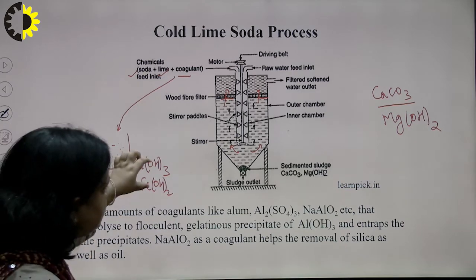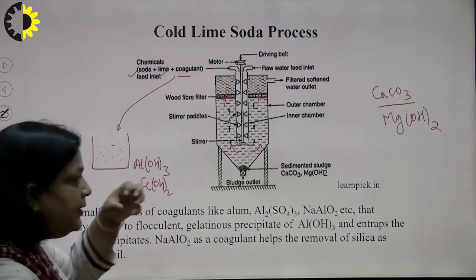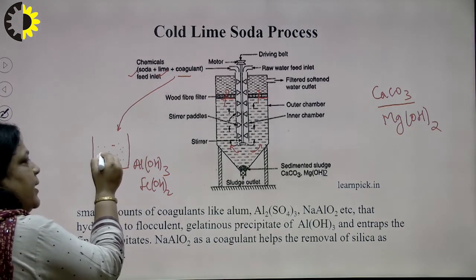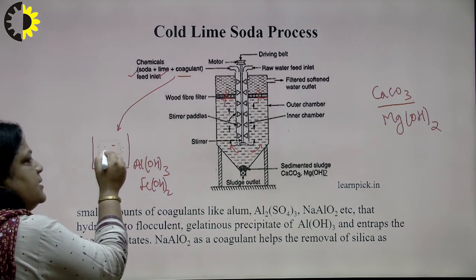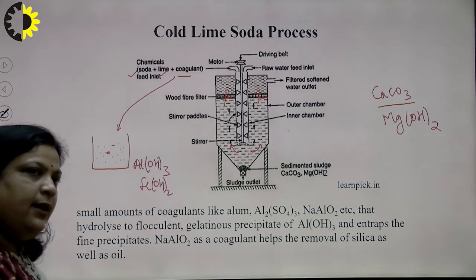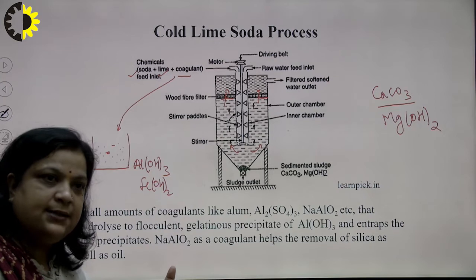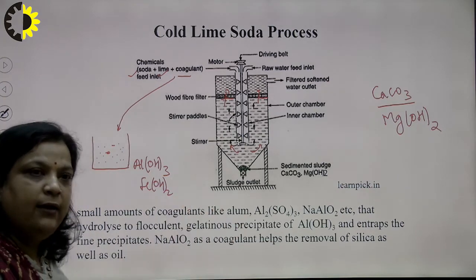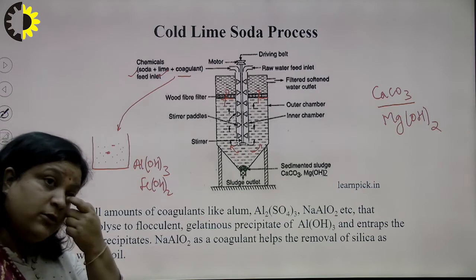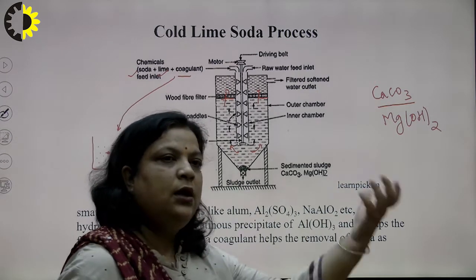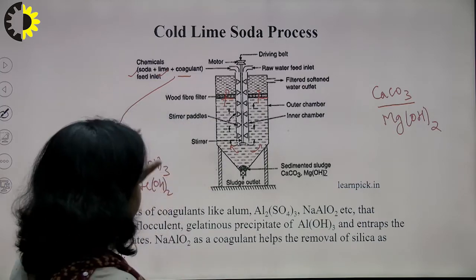And these hydroxides basically entrap the fine particles, and when they entrap the fine particles, the particles become larger. So they become heavy, or we can say grow in size, and can be easily settled down, and easily removed by filtration. So the purpose of coagulant is to convert the fine particles into large particles.